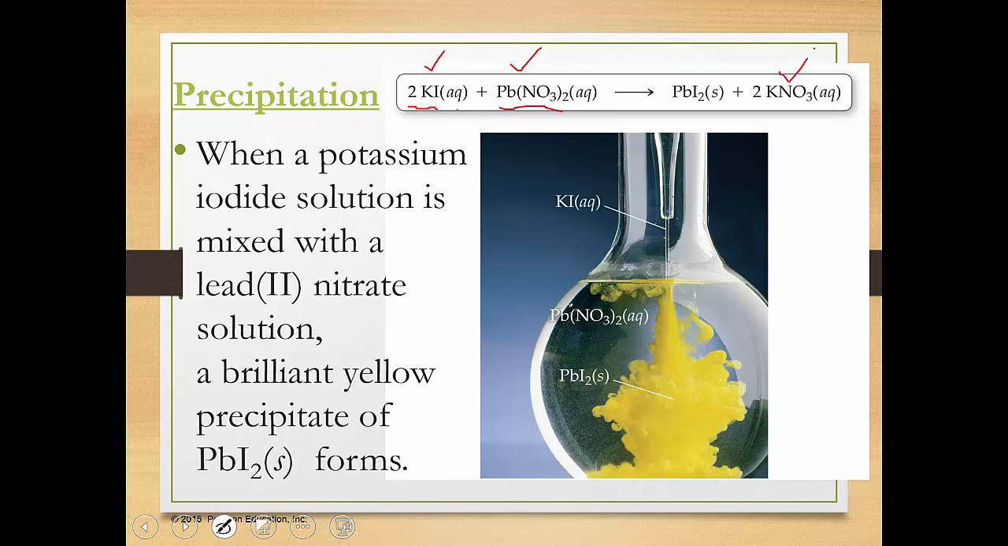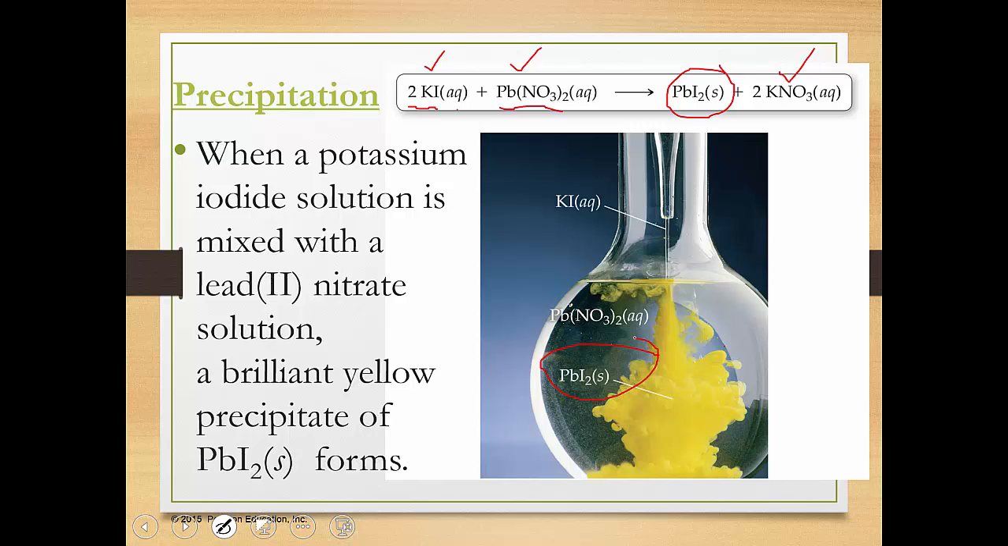Potassium and nitrate are always soluble, so I can write them together, but they're not really together. They're just ions in the solution. But now, when I put these two together, lead compounds tend to be insoluble. Remember, we looked at our chloride, iodide, bromide. They tend to be soluble with exceptions. One of the exceptions is lead. So when you mix them together, we form lead iodide, which appears as a bright yellow solid.